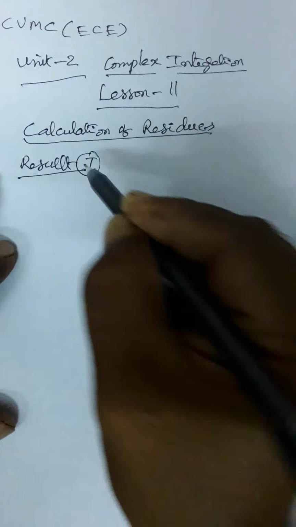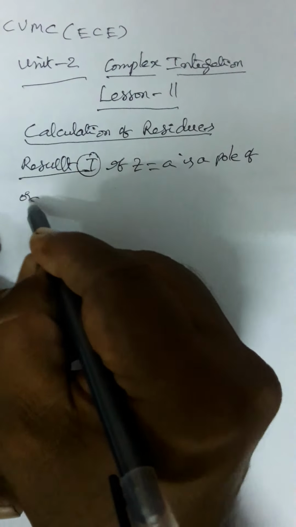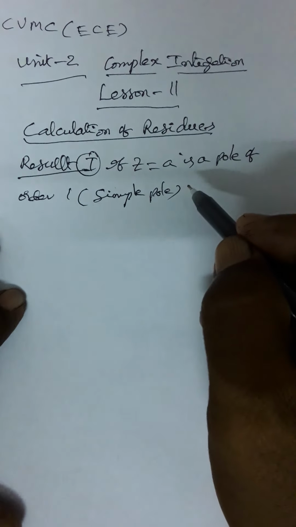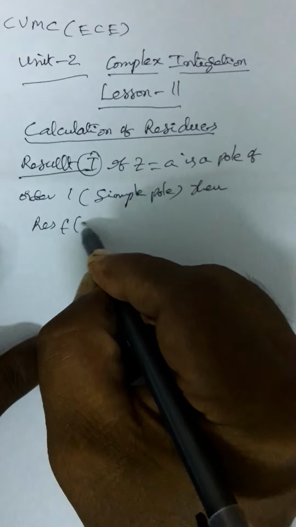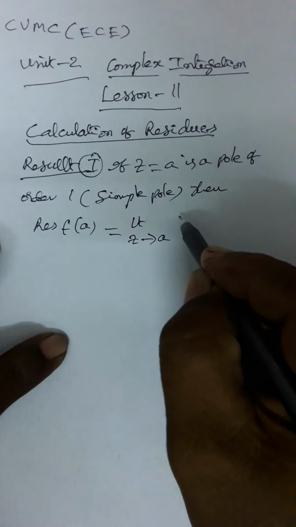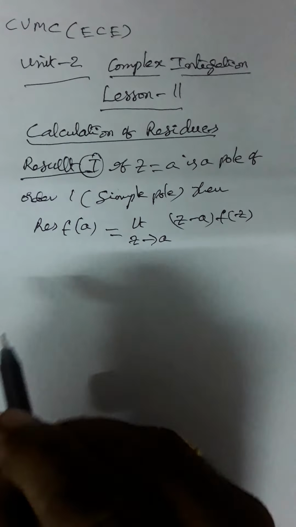Result 1. If z is equal to a is a pole of order 1, simple pole, then residue f of a is equal to limit z tends to a, (z minus a) into f of z.